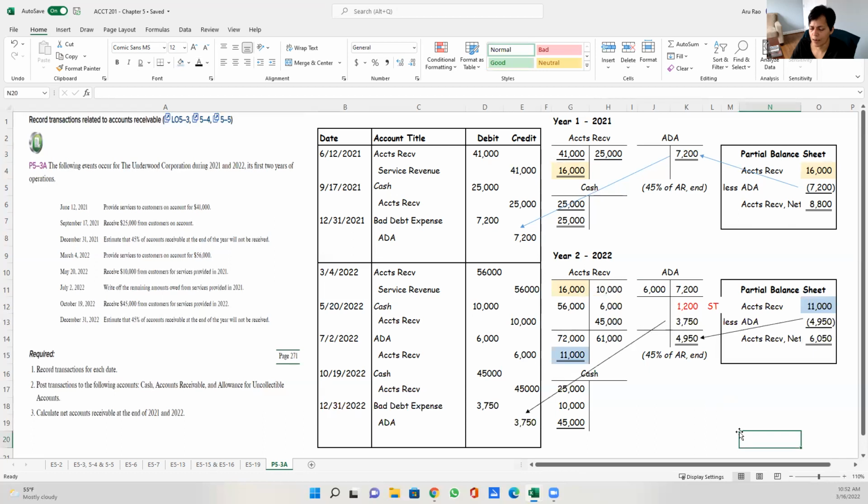So again, this is a unique case in which I work from the balance sheet to the T account or the ledger and back to my journal entry. This adjusting entry, I have to do it only after I can get these numbers in place.